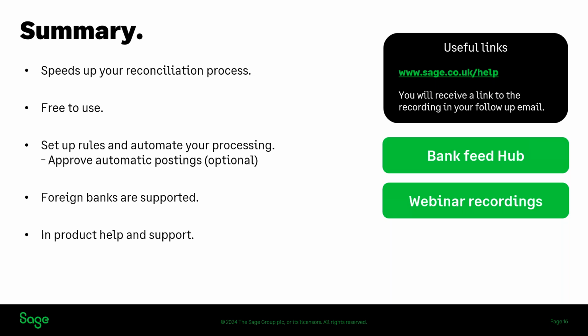So to summarise, it can speed up your reconciliation process. It's free to use. You can also set up rules and automate your processing with the option to approve automatic postings, or if you're confident and you don't need to approve them, they can be posted automatically. Foreign banks are supported, and there is in-product help and support. And just a reminder as well, per bank feed, you can create up to 300 rules, if that's a route that you're going to go down.